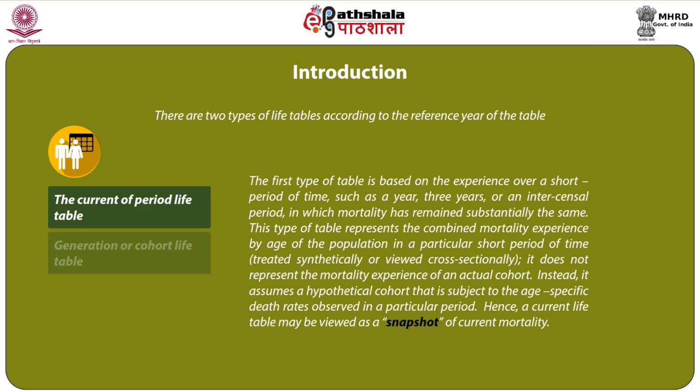This type of table represents the combined mortality experience by age of the population in a particular short period of time, treated synthetically or viewed cross-sectionally. It does not represent the mortality experience of an actual cohort. Instead, it assumes a hypothetical cohort that is subject to the age-specific death rates observed in a particular period. Hence, a current life table may be viewed as a snapshot of current mortality.